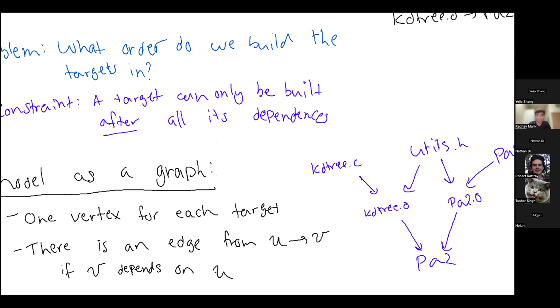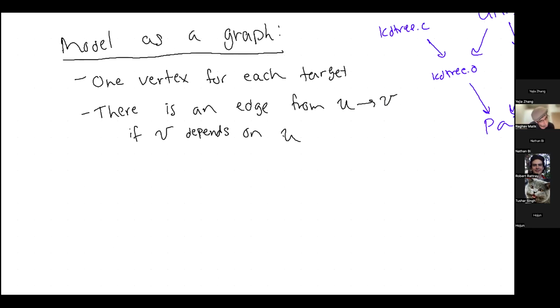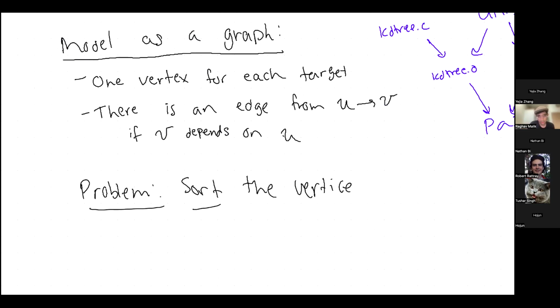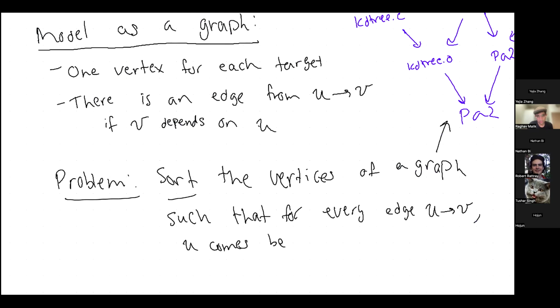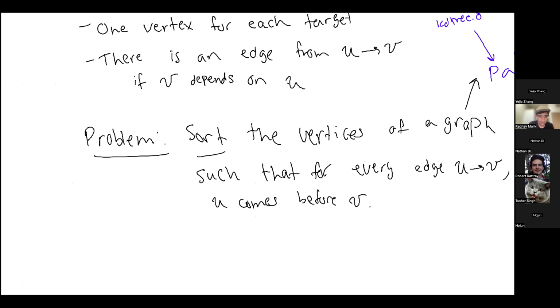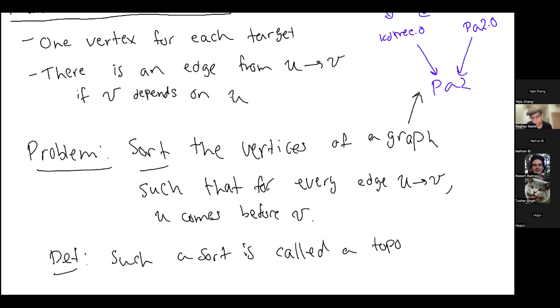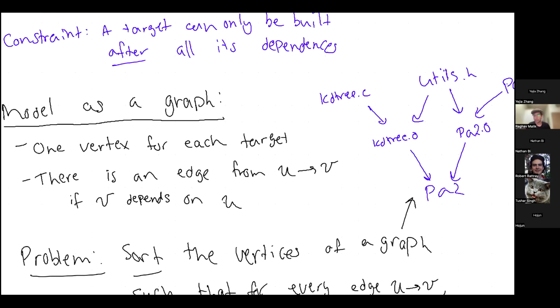Now I can rephrase the problem as: I want to sort the vertices of a graph, in particular this graph, such that for every edge u to v, u comes before v, right? And then for a definition, such a sort is called a topological sort. So in particular, we're going to be looking at the problem of topologically sorting a graph, right?